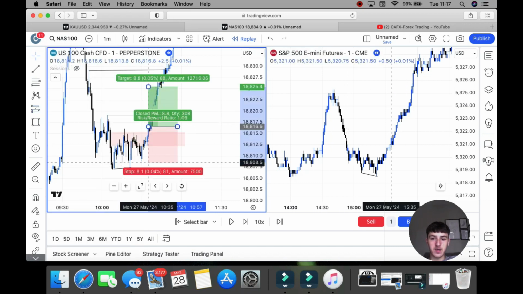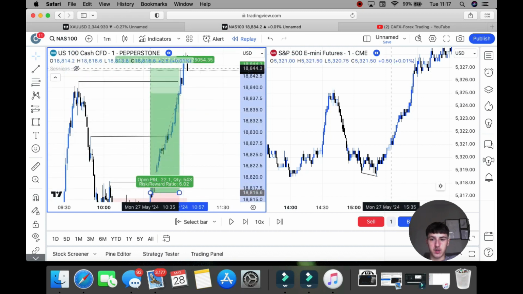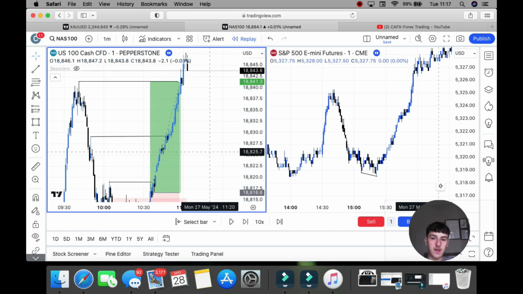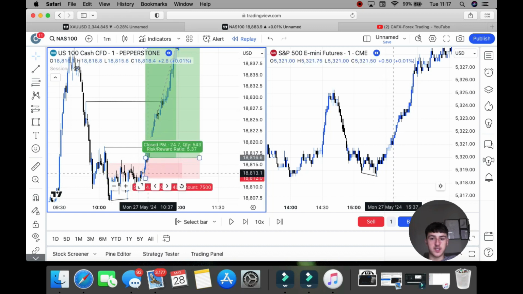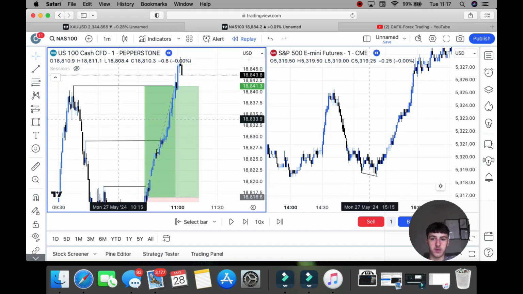I'm going to enter on the inversion, with my stop loss just below the fair value gap, and I'm going to target the top of buy side. And that's the trade. That's a 5.3 risk to reward ratio. You can see we shot straight up, took the internal liquidity, and just kept going up. We took this pivot point, and then we ended up taking the full buy side liquidity.